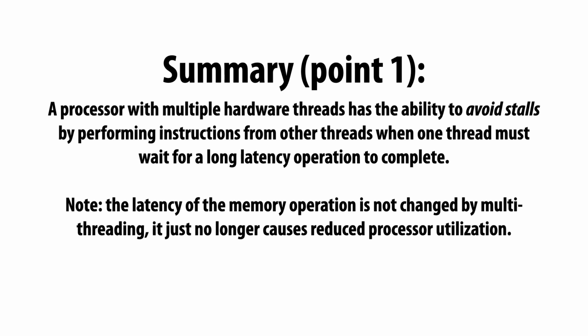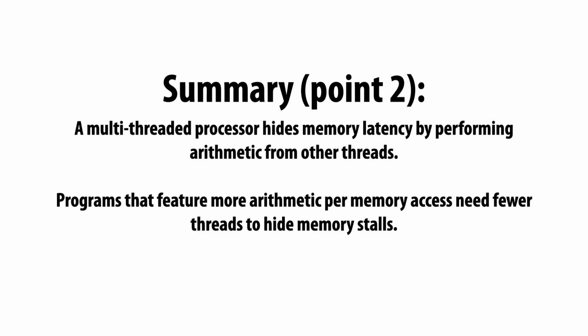Point 2. A multi-threaded processor hides memory latency by doing work from other threads. That means that you need fewer threads to hide that latency if you can run a lot of instructions in those threads. So the more arithmetic or math operations there are per unit memory access, the fewer threads you need to push to high utilization. As a programmer, you want to try and push your ratio as high as you can go. All right, hopefully that helps.